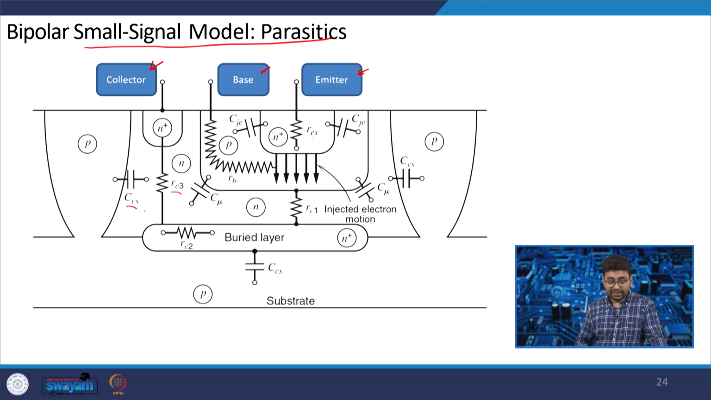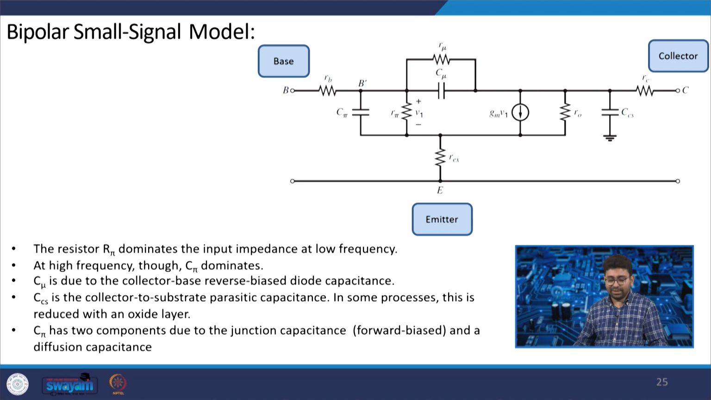If we consider the important resistors and capacitors, this is the small signal model we come to, the final model. There is a base resistance RB, which is important, C pi, which is a capacitor between base and emitter, and then there is R pi, which is a resistance again between base and emitter.